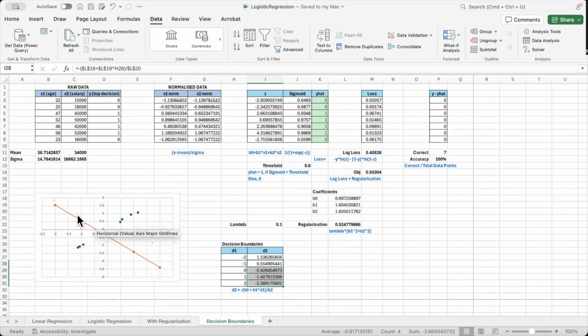So I can see that I have clearly found a boundary: if the data points are on this side of this particular line, then the persons will make a purchase decision, and if the data points are on this side of the line, the person will not make a decision to purchase the product.